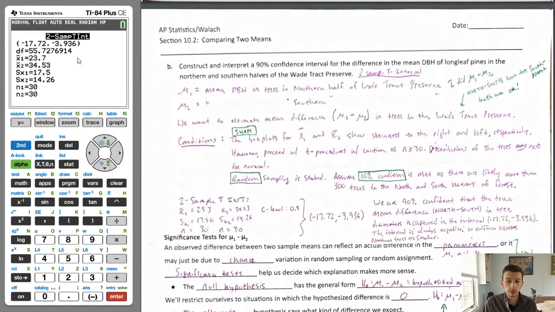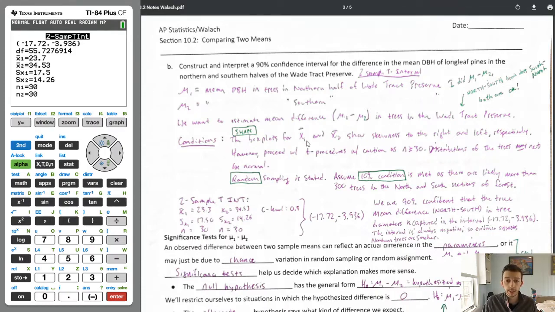So again, just to review before I even look at how I wrote it out, this tells us that 90% of the time the mean difference between the north and the south trees should fall in this area. You know, we're 90% confident that the mean is in this range here. So what you should do for your work is you should write out what you put into the calculator. You don't have to draw a normal curve or show the formulas if you show this work.